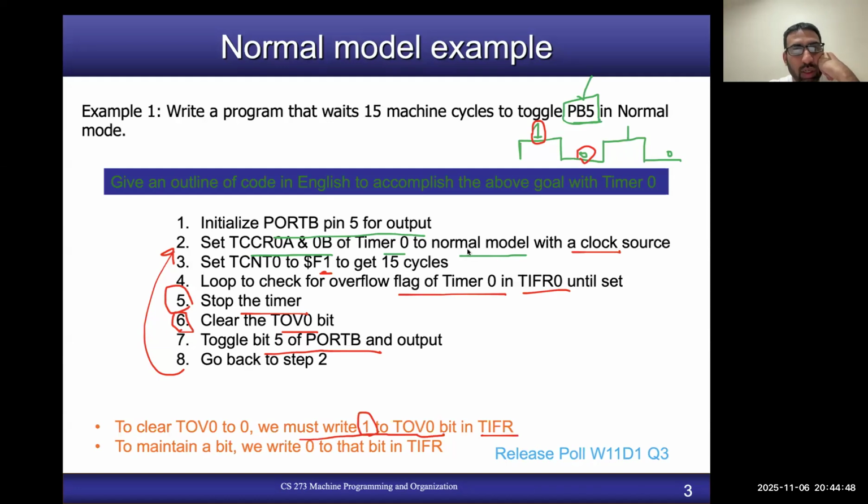Okay, I ended the poll, but let's have a look at the correct answers. Timer overflow 0 is set to 1 when your TCNT0 value changes from FF to 00, right? Which is, from maximum value, it changes to minimum. Then second question, timer overflow 0 is cleared by the programmer by writing what value to it? 0 or 1? 1. You need to write 1 to it to clear it.